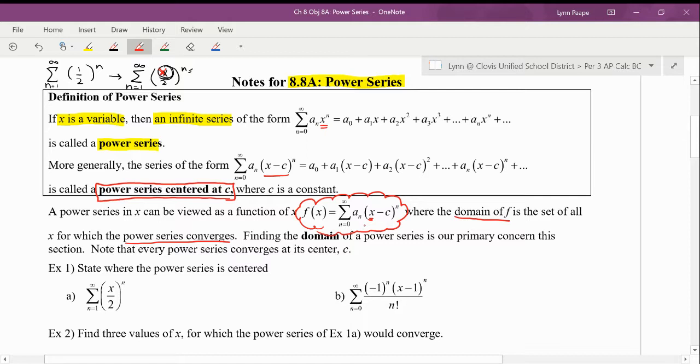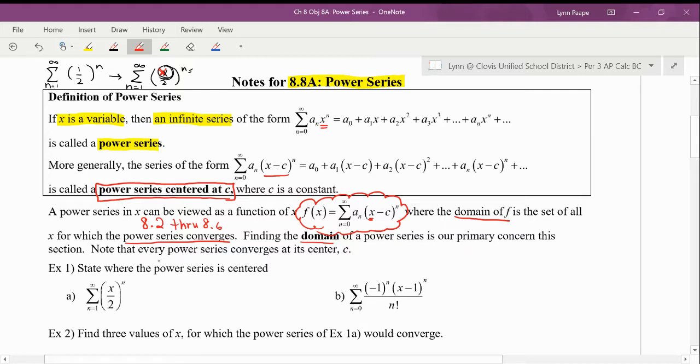So it's really important for you to go back and review 8.2 through 8.6 and make sure you know what those rules were again for testing for convergence. Finding the domain of a power series is what we're going to be mostly concerned with. So this is where 8.2 through 8.6 will come back into play in 8.8.